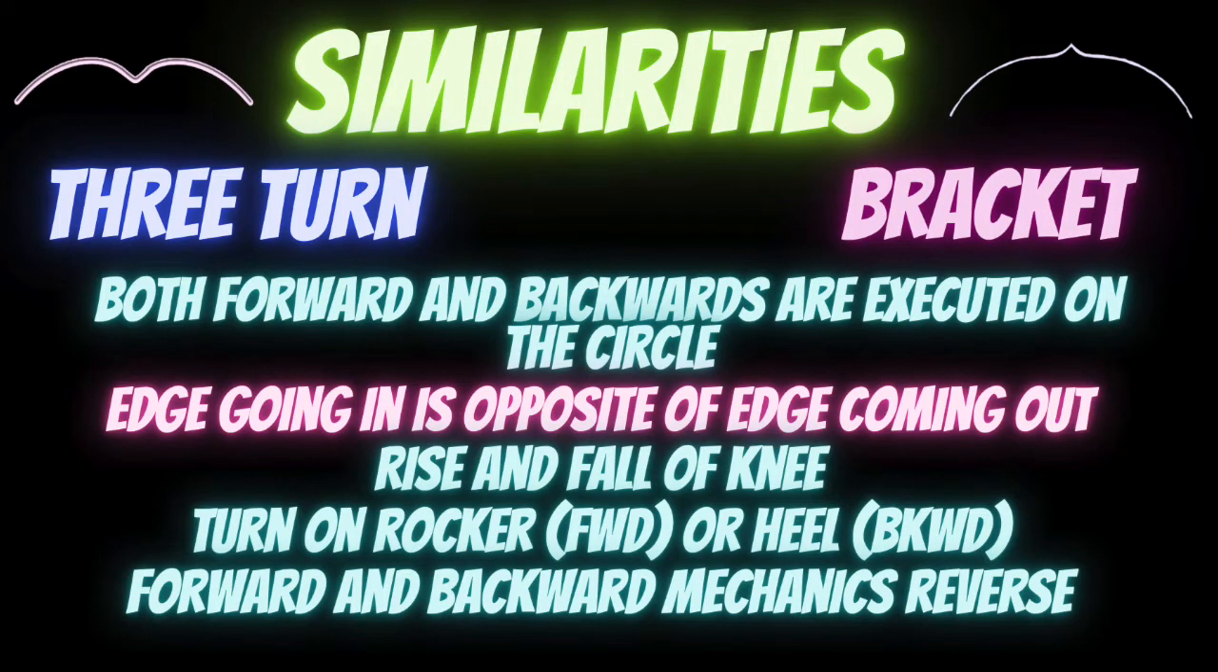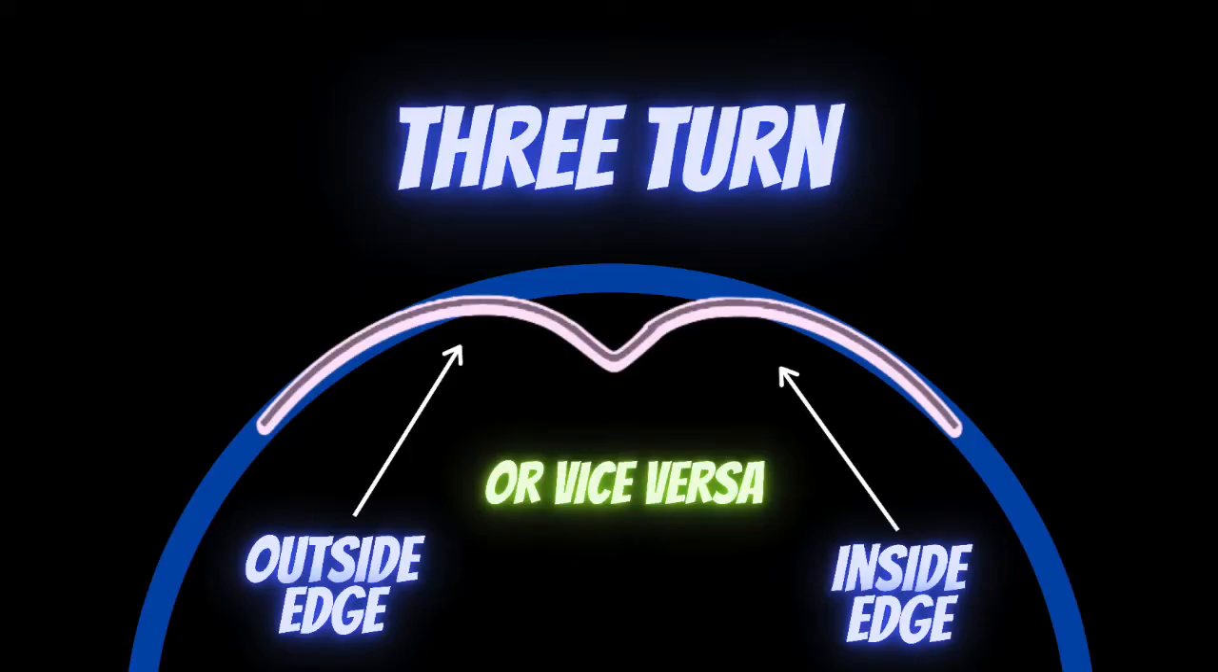Our next similarity is that the edge going into the turn is going to be opposite of the edge coming out of the turn. For example, if we're doing a forward outside 3 turn, we are going to be entering on a forward outside edge, and we're going to be exiting on a back inside edge. Same thing with backwards. We're going to do a back outside 3 turn. We're going to enter on a back outside edge and exit on a forward inside edge. So not only are the edges flipped, but even the direction is flipped on these 3 turns.